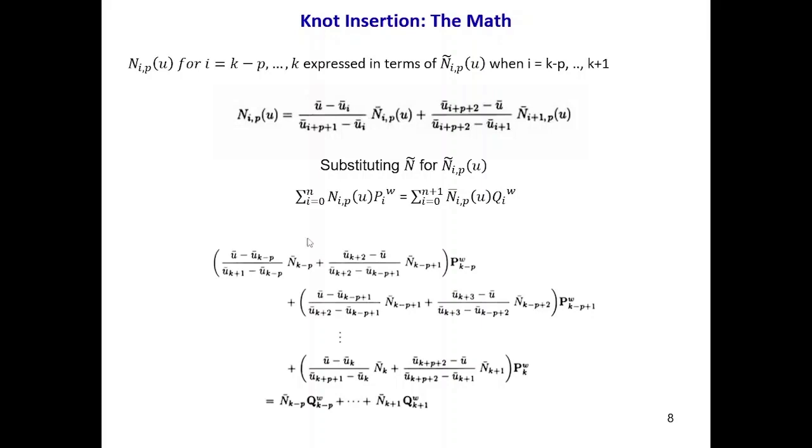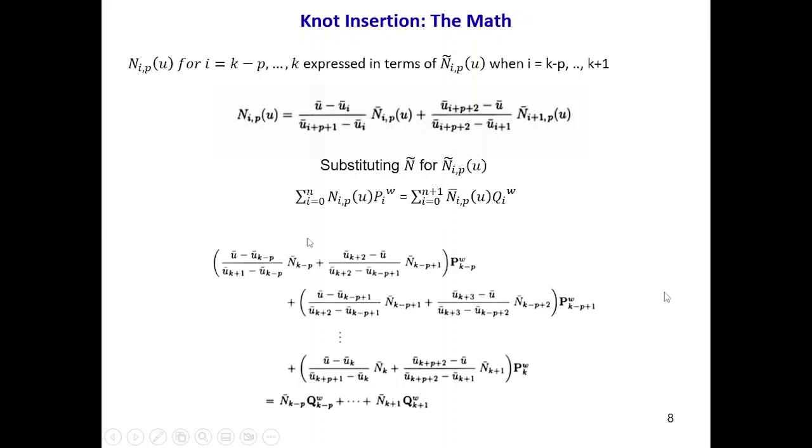It will be like the summation from i equal to 0 to n of N_{i,p}(u) P_i to the power w, which will be equal to the summation from i equal to 0 to n plus 1 of N bar_{i,p}(u) Q_i to the power w. As I said, P_i to the power w represents the old control points, and Q_i to the power w represents the new set of control points.